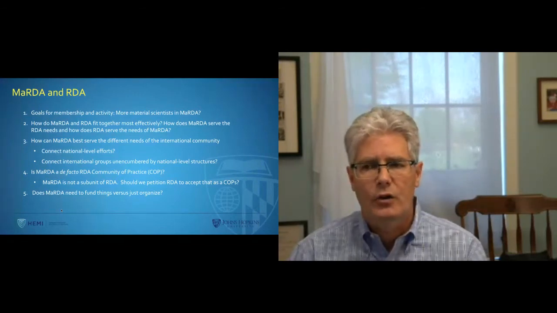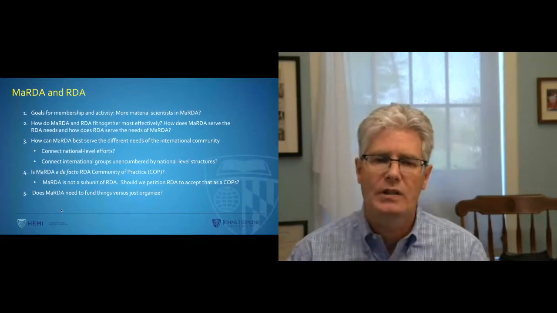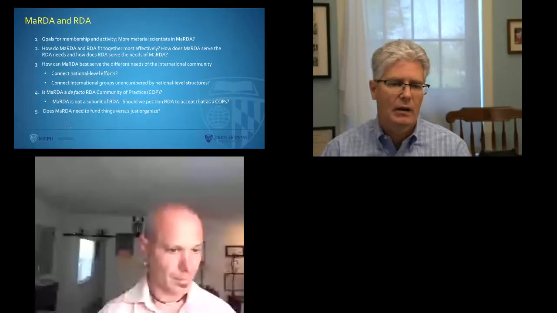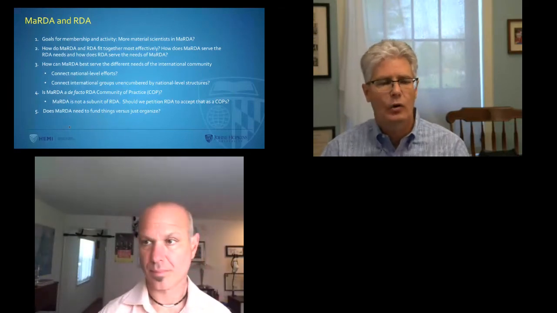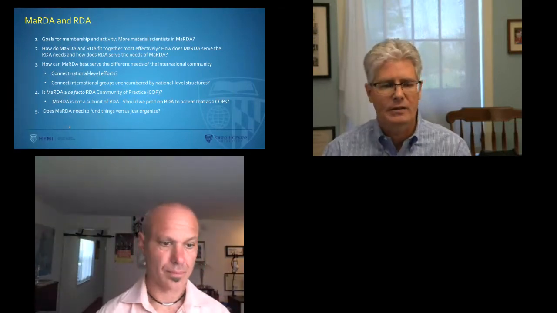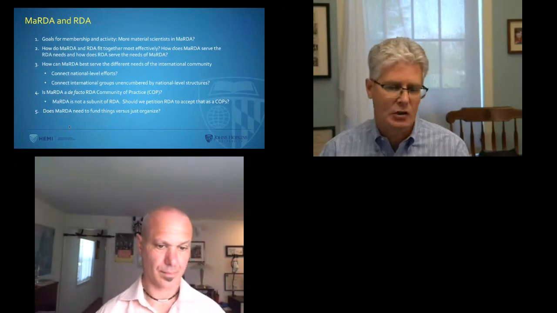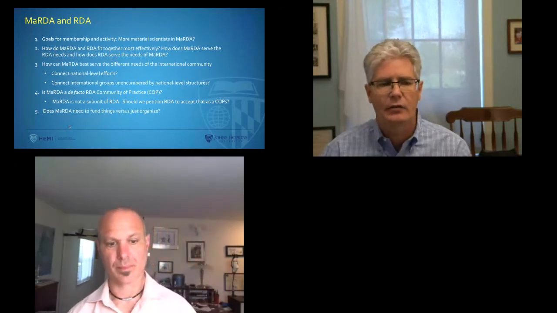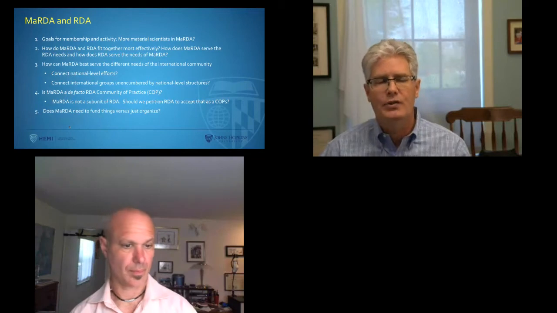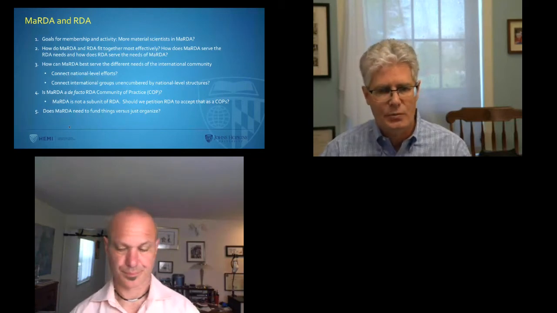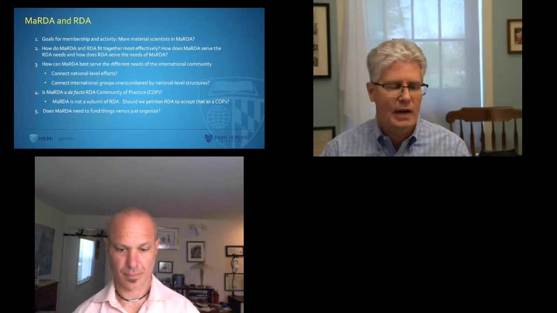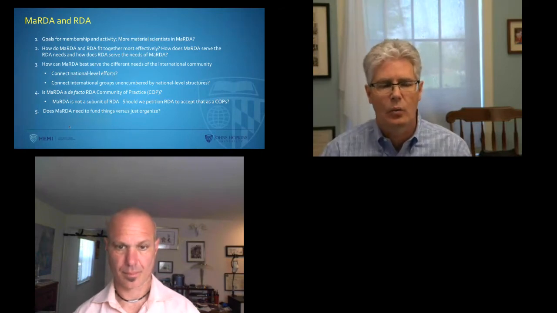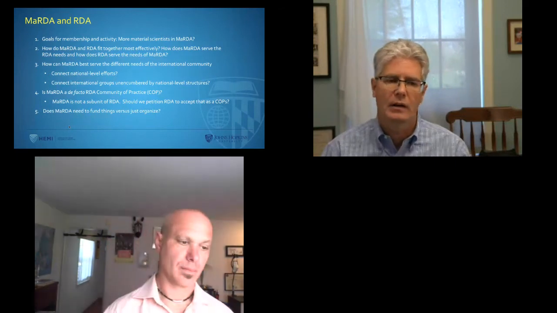Another question would be, how can MARTA best serve the different needs of the international community? Would it be helpful to connect national level efforts, or would it be helpful to do something different, like connect international groups unencumbered by national level structures, or something else entirely? We really initially built up MARTA as a US thing, but since it has pushed on to the international level, there are other efforts that aren't the same internationally. So how do these work together? What gap do we fill there?